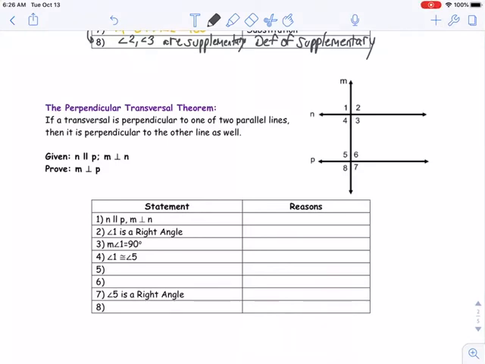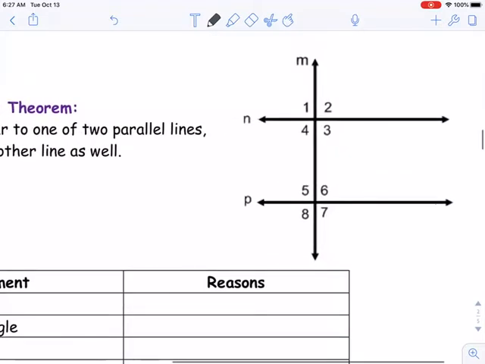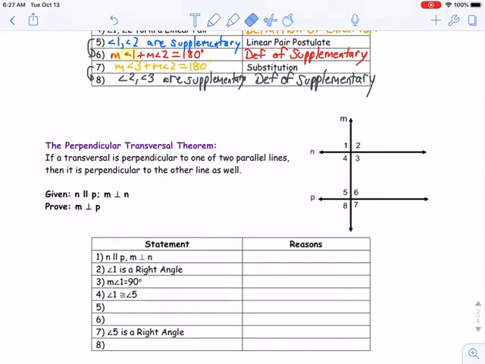Okay, so now we're back and we're going to talk about the perpendicular transversal theorem. If a transversal is perpendicular to one of two parallel lines, then it's perpendicular to the other line as well. So, might seem common sense. Basically it's saying if M is perpendicular to N and these lines are parallel, well, it's going to be perpendicular to P as well. You might say duh, but remember we're practicing our two-column proof skills, right? That's a big punchline, all right?